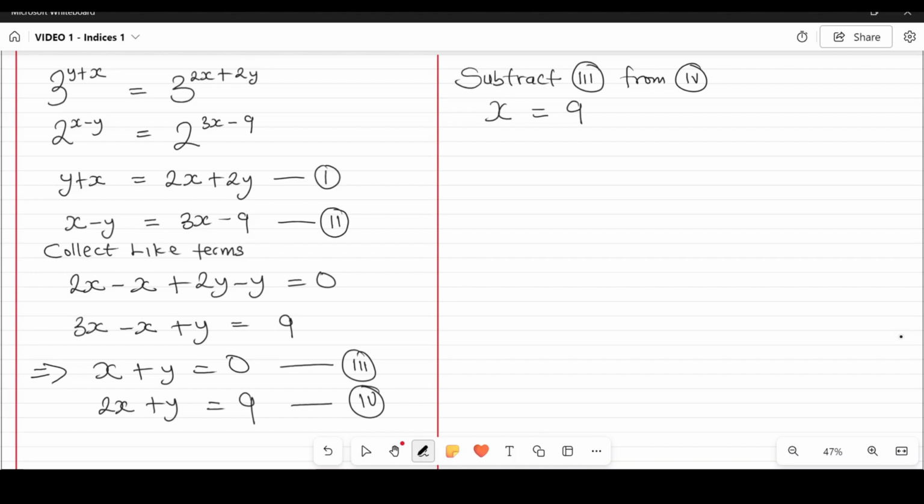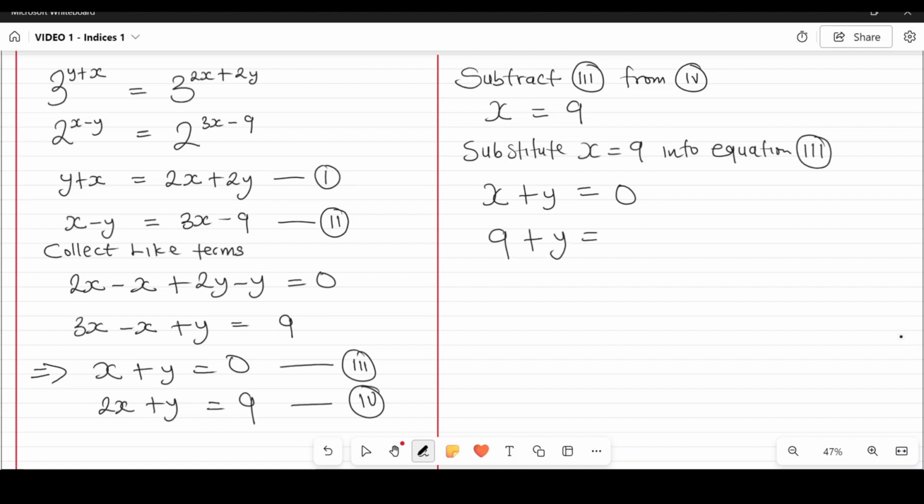Now let's find the value of y. To get the value of y, we substitute our value of x into any of the equations, either equation 1, equation 2, equation 3 or equation 4. For this point, we will substitute into equation 3. So we have that x plus y is equal to 0. Our x is equal to 9, so 9 plus y equals 0. So y is equal to negative 9.